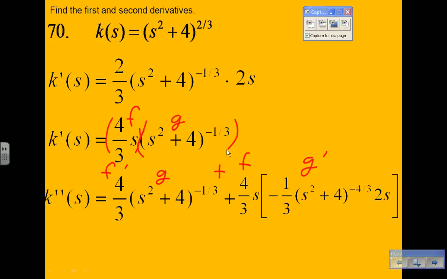So why is the g part not the first derivative? Why do we not find the derivative of that one? We do back here. Why don't you find the derivative of the first derivative? Because I found the derivative of the leading function, which is 4/3 s. You can reverse this and do the g prime first if you want, but you only take the derivative of each part once, and you multiply it by the non-derivative of the other part.